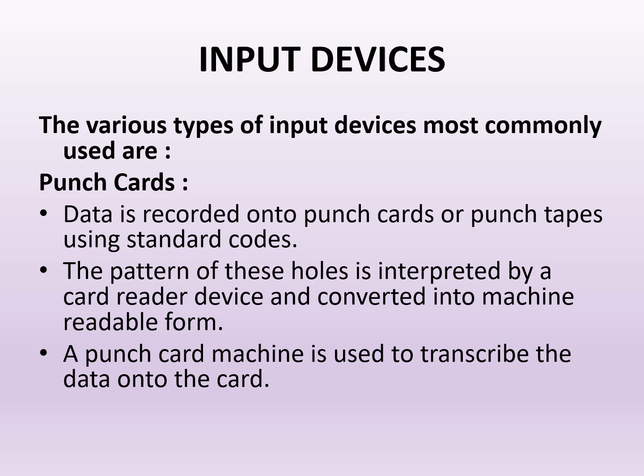Now we are going to see about the various types of input devices most commonly used. First one is the punch card. Data is recorded onto punch cards or punch tapes using standard codes. The pattern of these holes is interpreted by a card reader device and converted into machine readable form. A punch card machine is used to transcribe the data onto the card.